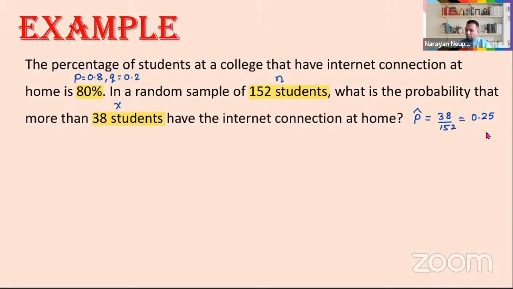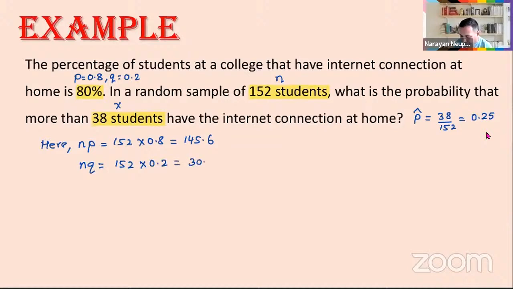Because this is a question on proportion, first thing we want to do is check N times P and N times Q. Here, N times P is 152 times 0.8, which is equal to 145.6. And N times Q is 152 times 0.2, which is equal to 30.4. You can see that both these values are greater than 5. So N times P is greater than 5 and N times Q is greater than 5.